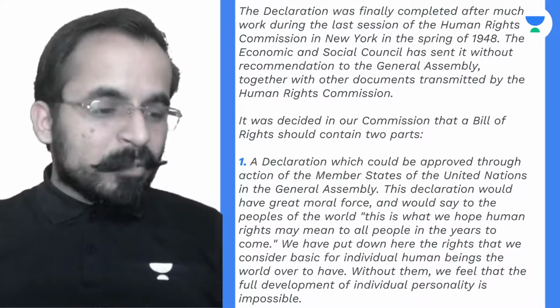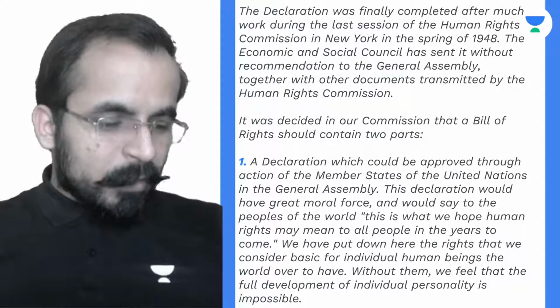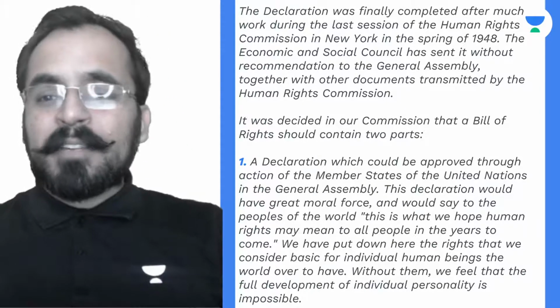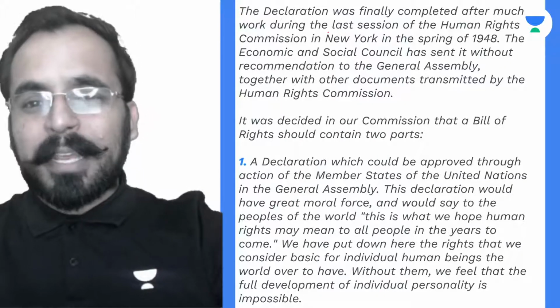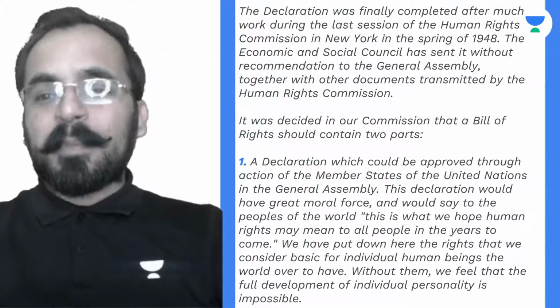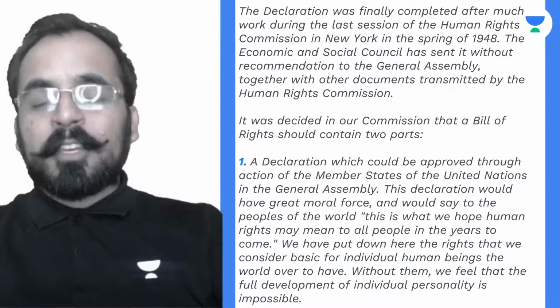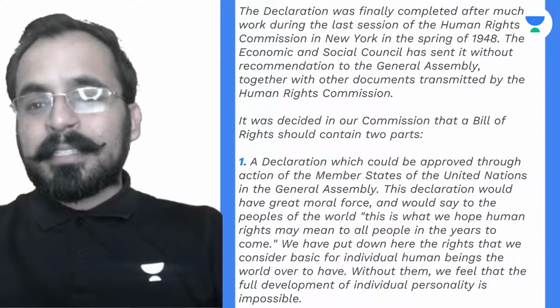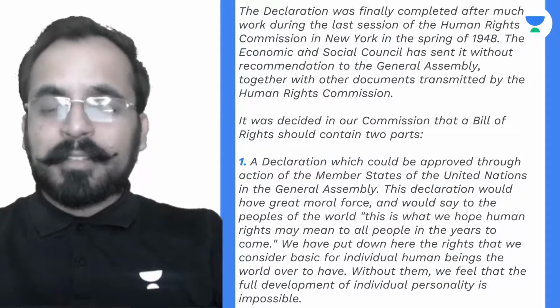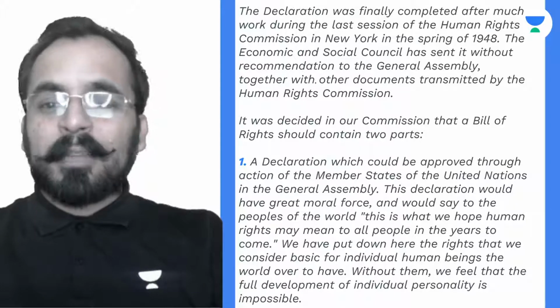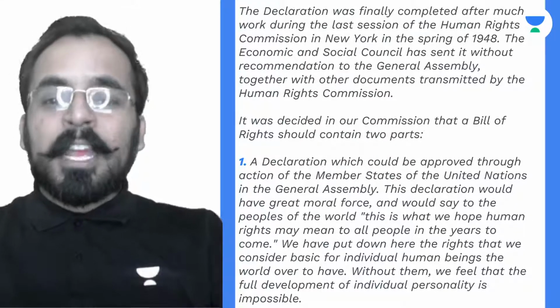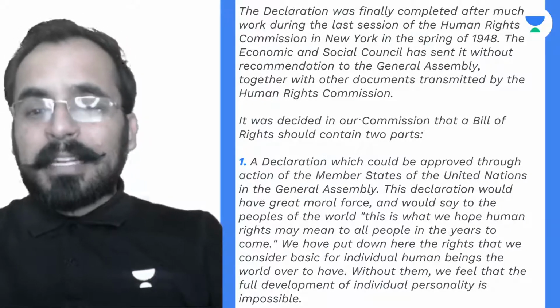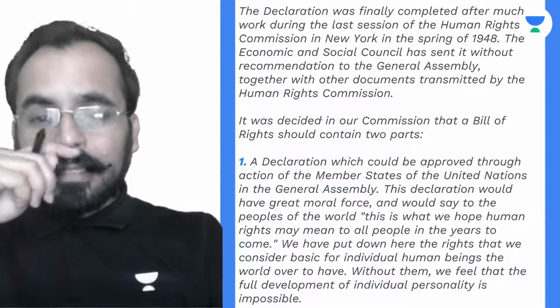Alright, so let's read about this. It says the declaration was finally completed after much work during the last session of the Human Rights Commission in New York in the spring of 1948. The Economic and Social Council has sent it without recommendation to the General Assembly, together with other documents transmitted by the Human Rights Commission. It was decided in our commission that a Bill of Rights should contain two parts.